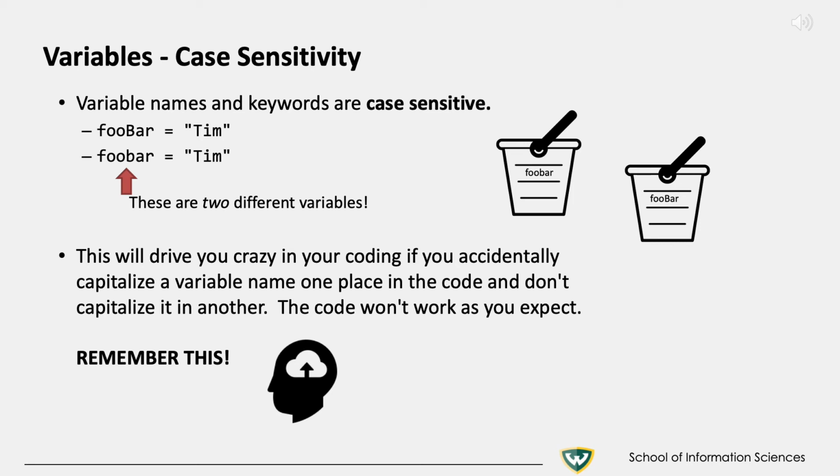You'll have two buckets available to you. This will drive you mad if you accidentally capitalize a variable name in one instance of your code and then later on you don't capitalize it and something is wrong when you run it and you can't figure out why. It's almost impossible to find it. It'll drive you crazy because you just read over it and you see that the variable name is right and you don't really pay attention to that missing capital. So just make sure you know that variable names and keywords are case sensitive. It will save you much drama and headaches and swearing at your computer.